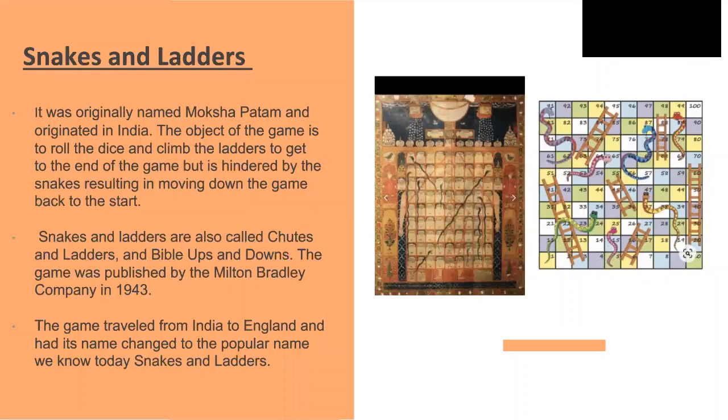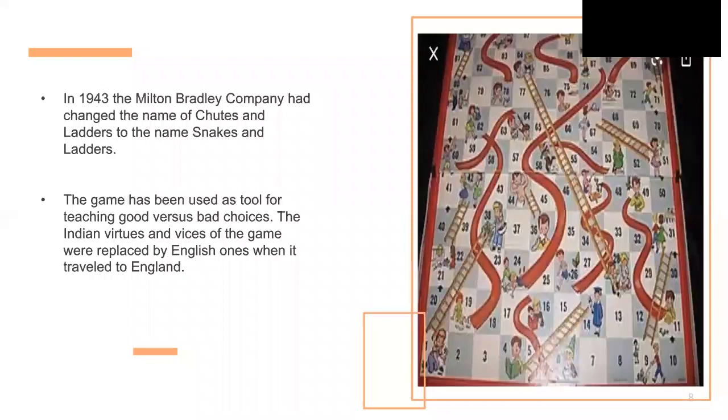The game was first published by the Milton Bradley Company in 1943. The game traveled from India to England and had its name changed to the popular name we know today, Snakes and Ladders. In 1943, the Milton Bradley Company changed the name of Chutes and Ladders to Snakes and Ladders.